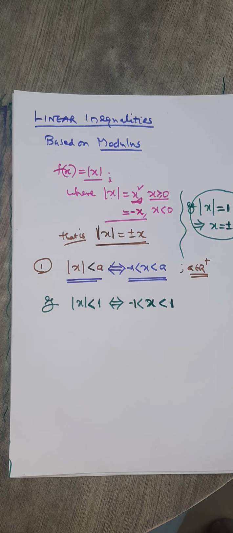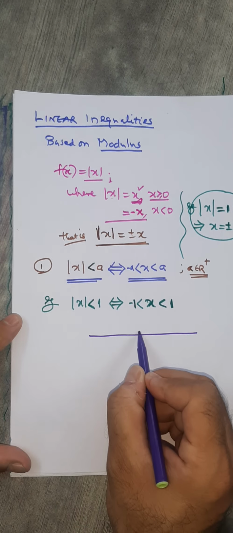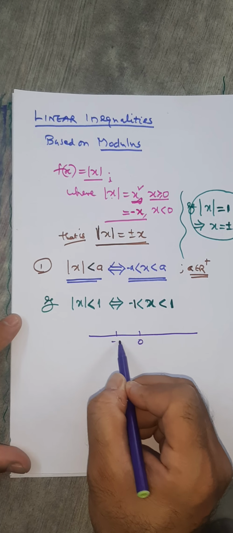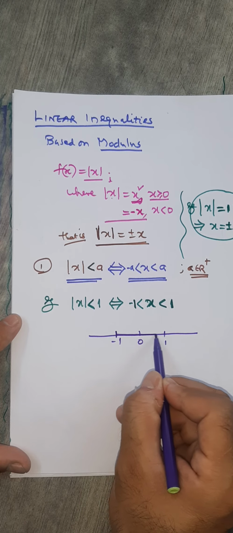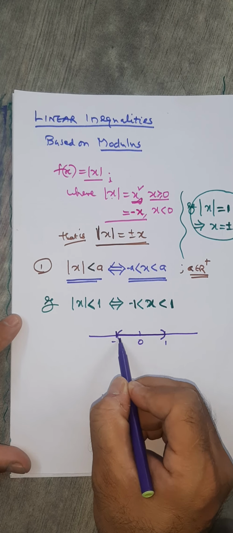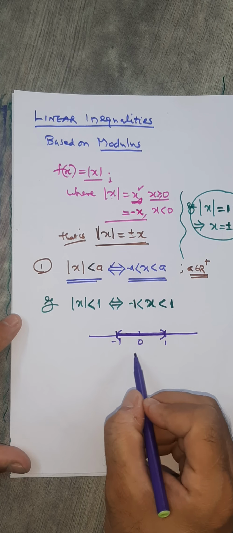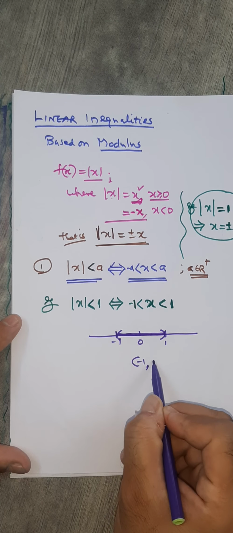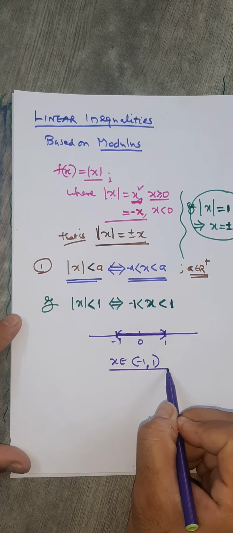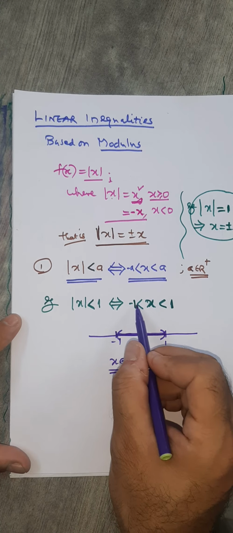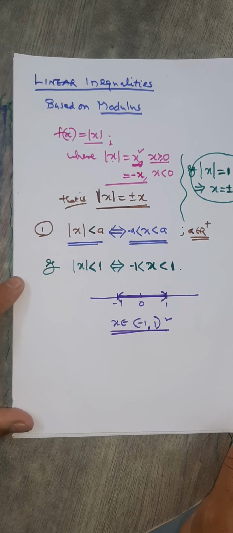What is the meaning of this? Here you see on the real line, this is 0, this is minus 1, this is 1. Every number from minus 1 to 1, that is this one, excluding these two numbers. And this means what? Open interval minus 1 to 1, if you remember. So this means x belongs to the open interval minus 1 to 1. We may have it like this also, remember.